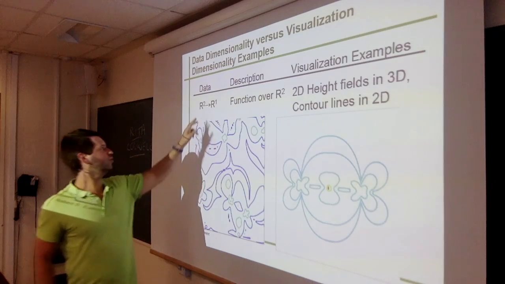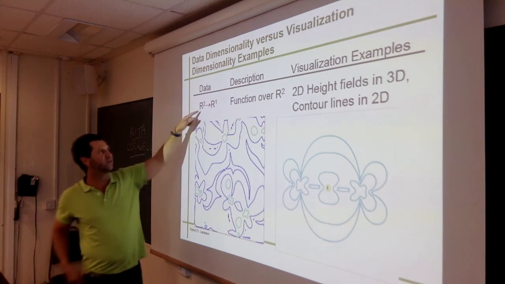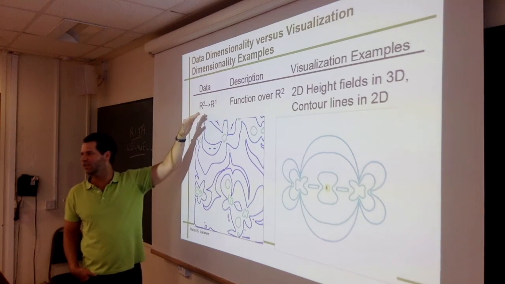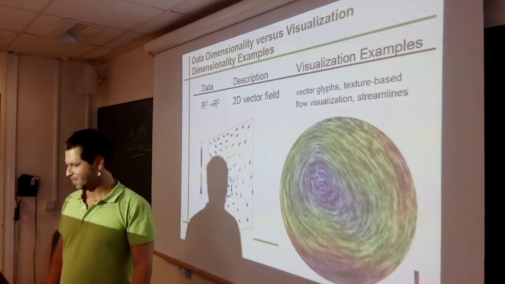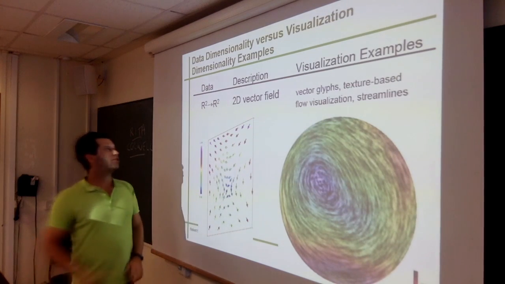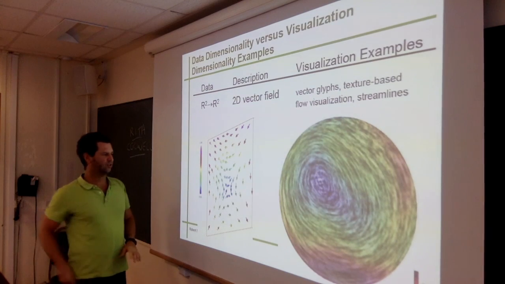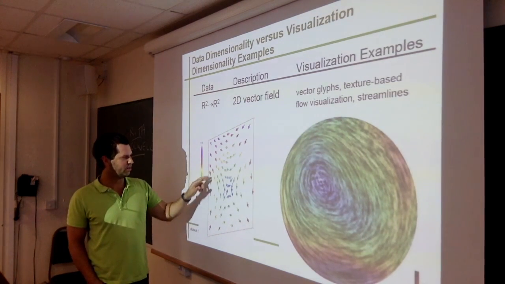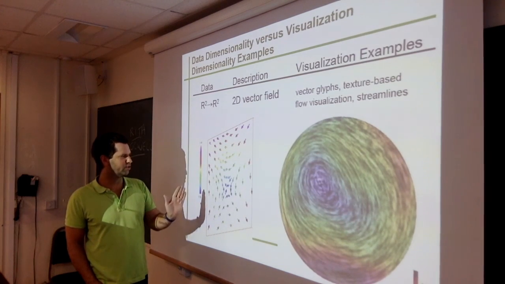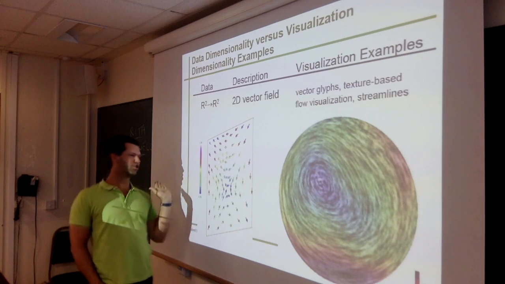By the way, this 2 is greater than 1. There's been a dimensionality reduction here, so we've gone from two dimensions down to one. Here we have two-dimensional data being mapped to a two-dimensional visualization. The two-dimensional data is two-dimensional vectors, and these vectors are also two-dimensional. They have an x position and a y orientation.